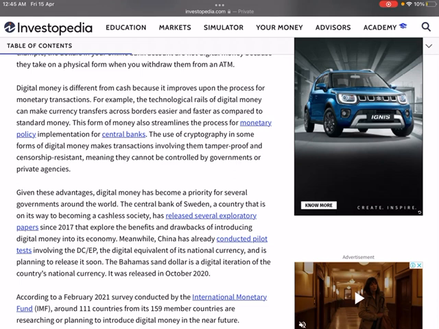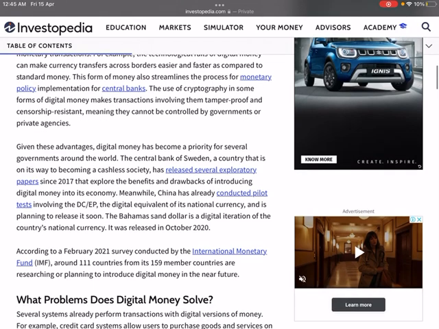For example, the technical rails of digital money can make currency transfers across borders easier and faster as compared to standard money. This form of money also streamlines the process of monetary policy implementation for central banks. The use of cryptography in some forms of digital money makes transactions involving them tamper-proof and censorship-resistant, meaning they cannot be controlled by governments or private agencies. Given these advantages, digital money has become a priority for several governments around the world.